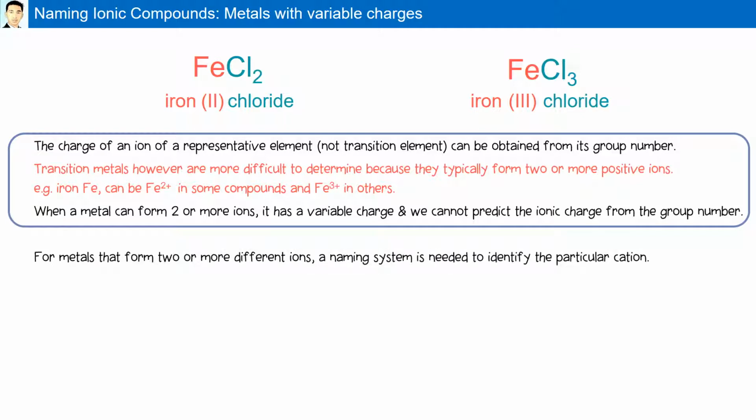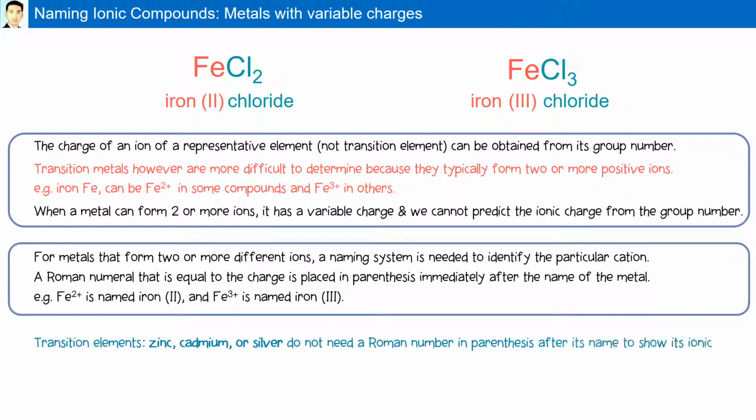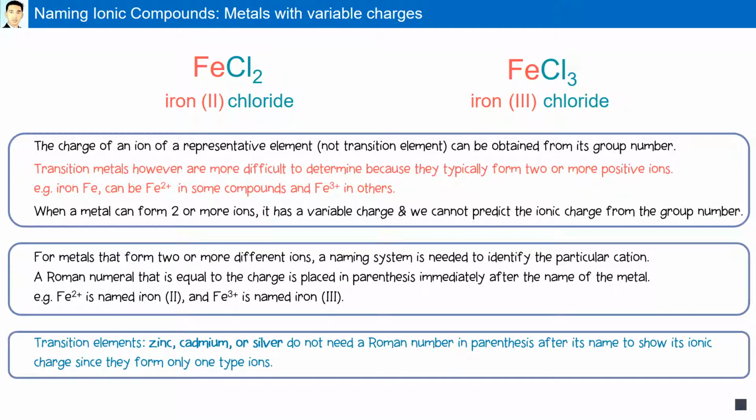For metals that form two or more different ions, a naming system is needed to identify the particular cation. This is called the Stock system. A Roman numeral that is equal to the charge is placed in parentheses immediately after the name of the metal. For example, Fe2+ is named iron(II), while Fe3+ is named iron(III). The transition elements zinc, cadmium, and silver do not need a Roman numeral in parentheses after the name to show the ionic charge, since they only form one type of ion.